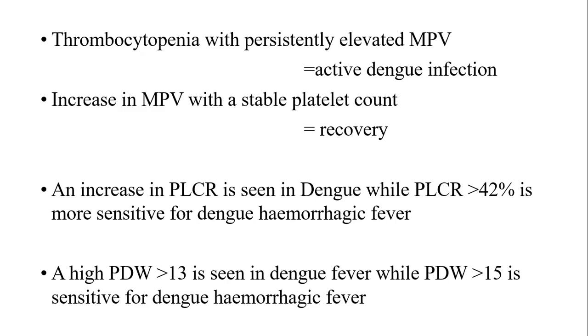Similarly, in all dengue patients, there's an increase in platelet distribution width, but if it exceeds 15, that is more sensitive for dengue hemorrhagic fever.